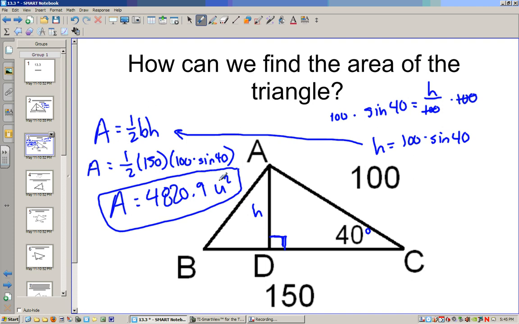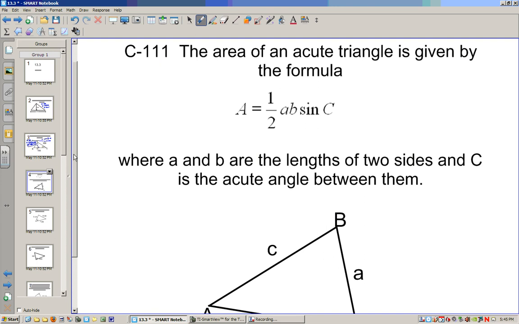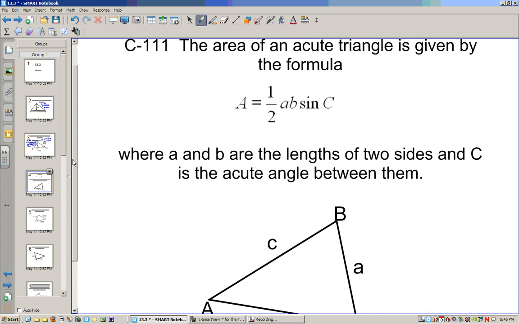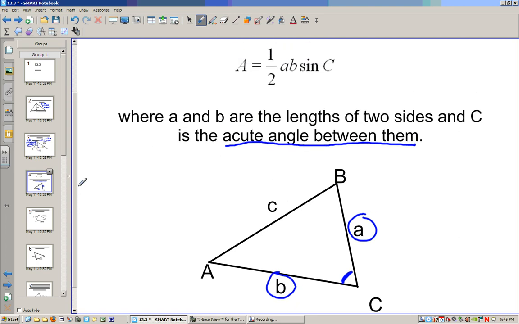Okay, so we can use some of our trig functions to solve for the area of a triangle as well. And this is that same formula we just used. Area is 1/2 a times b times the sine of c. And a and b are lengths of two sides, and c is the acute angle between them. And that's the important thing to recognize. This has to be the angle in between those two sides. So here's a and b, the lengths of our two sides, and c is this angle in between them. All right, so there's our formula and our triangle once more. And you can pause it if you need to write this down.